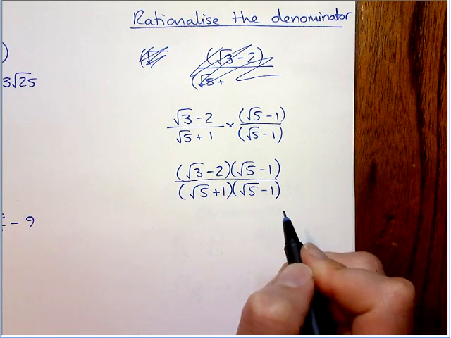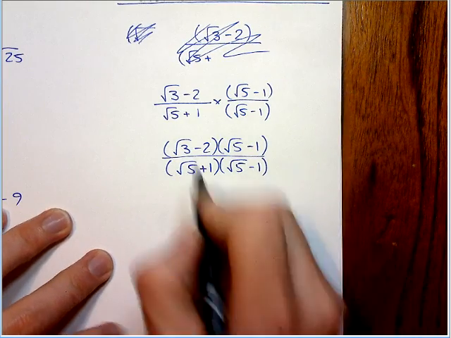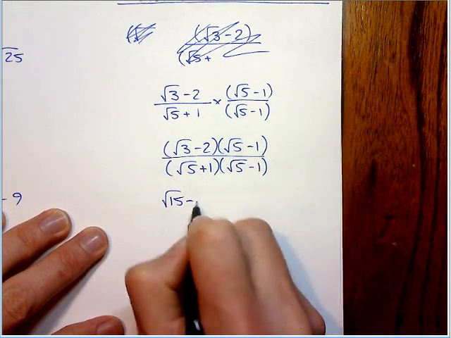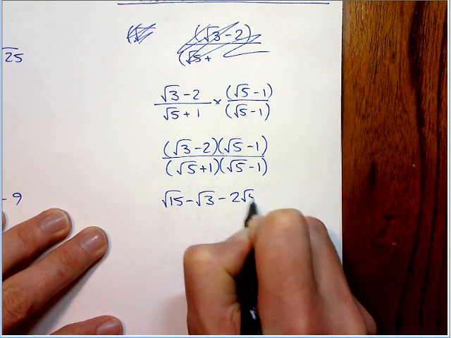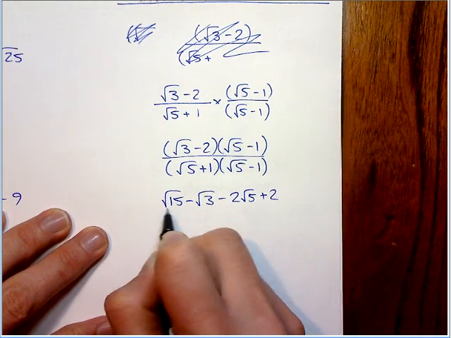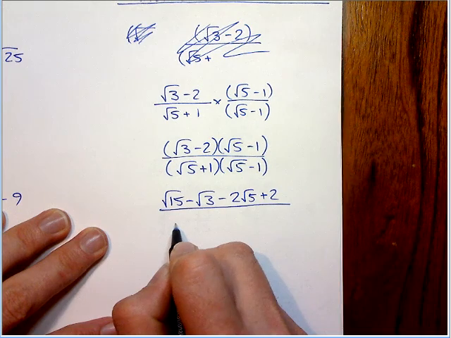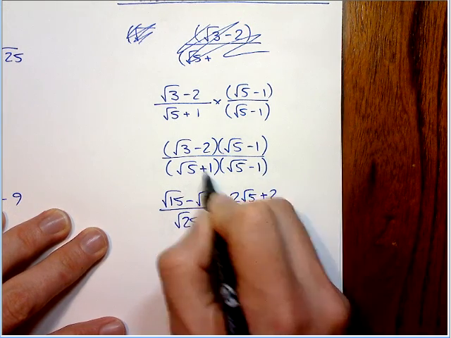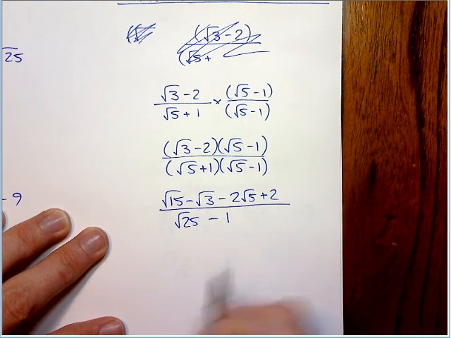So I'm ending up with this. Now you might want to do this separately somewhere else, but I'm going to do it very fluently now, so please try and follow. So that'd be root 15. So I've got minus root 3. So the second term multiplied by the first term, that's minus 2 root 5s. And the last terms multiplied together, it would be a positive 2. Root 5 times root 5 is root 25, or just 5. Minus 1 root 5 plus root 5. Well, I'm not going to write anything down because they cancel each other out, and that would be minus 1.